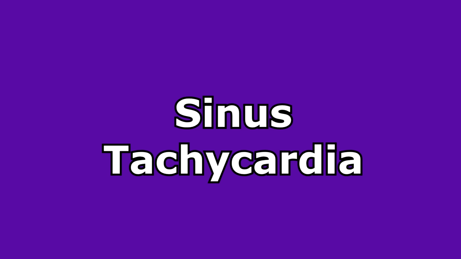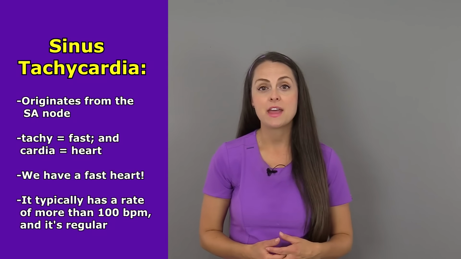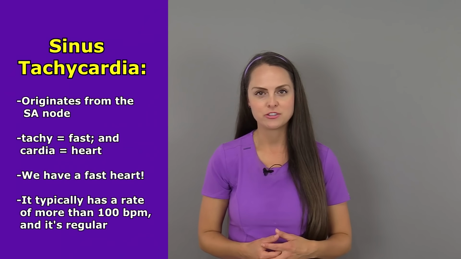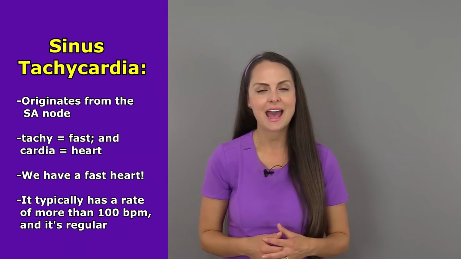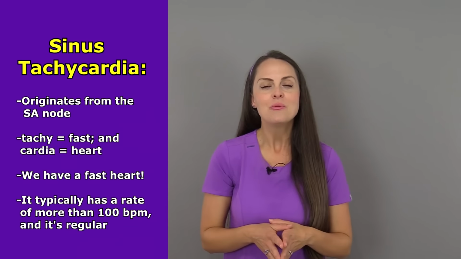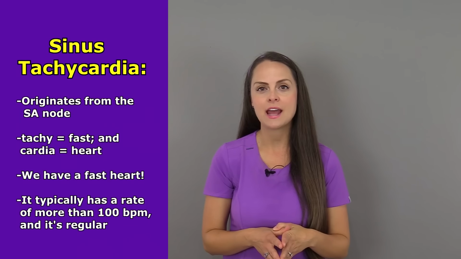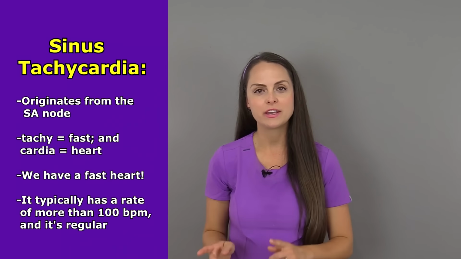Now let's look at sinus tachycardia. Sinus tachycardia is a rhythm that originates from the SA node, known as the sinoatrial node. So whenever you look at this rhythm's name, let the name help you. Tachy means fast and cardia means heart, so we have a fast heart. With sinus tachycardia, the heart is beating at a fast rate, usually greater than 100 beats per minute, but it is regular. Now, what are some characteristics and criteria that tells you you're dealing with sinus tachycardia?